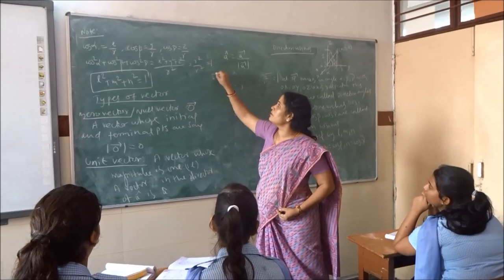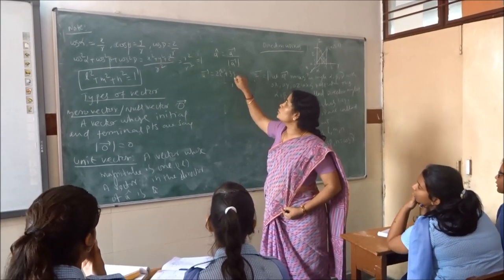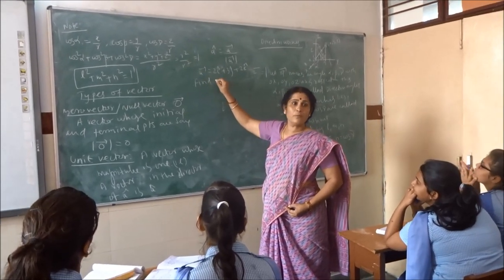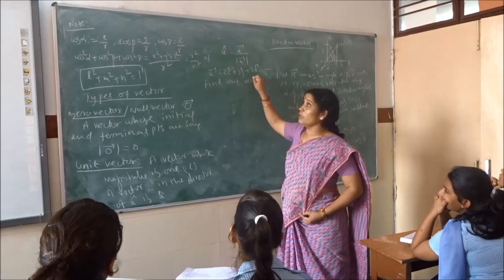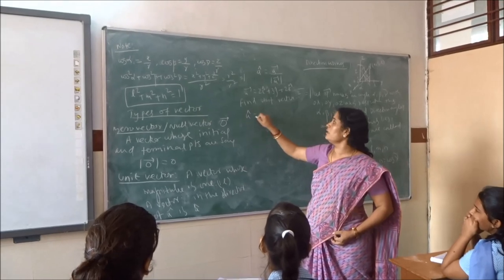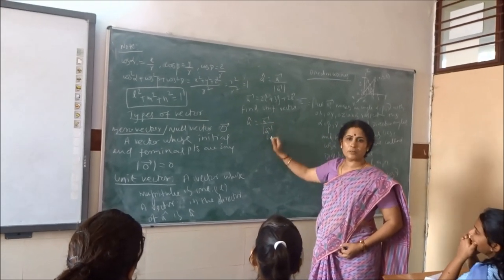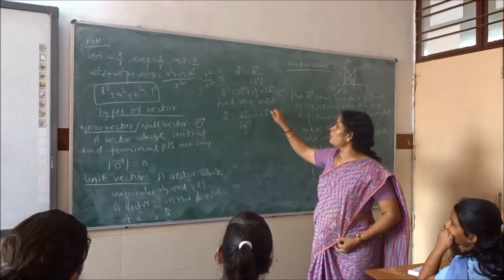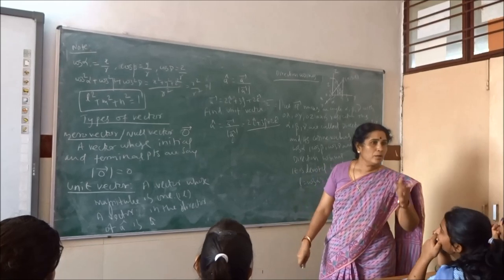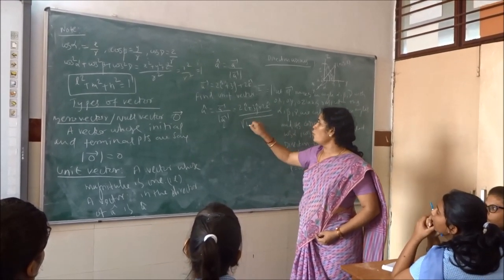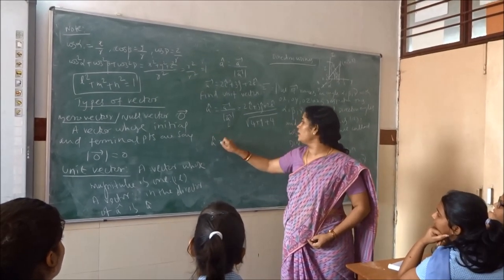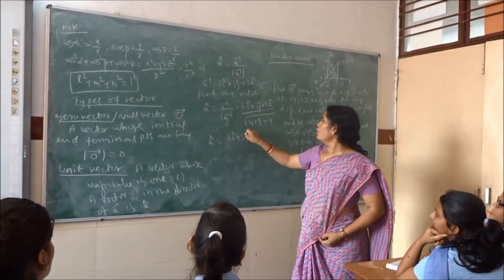For example, see, A vector equals, I am taking 2i plus 3j plus 2k. Okay, fine. Now find the unit vector. What question will come? Find the unit vector. Unit vector means the magnitude is how much? 1. Now see, what does the A cap formula say? A vector upon magnitude of A vector. So that is equal to, what is A vector? 2i plus 3j plus 2k, the whole upon, how to find magnitude? 4 plus 9 plus 4. Okay, now A cap equals 2i plus 3j plus 2k.